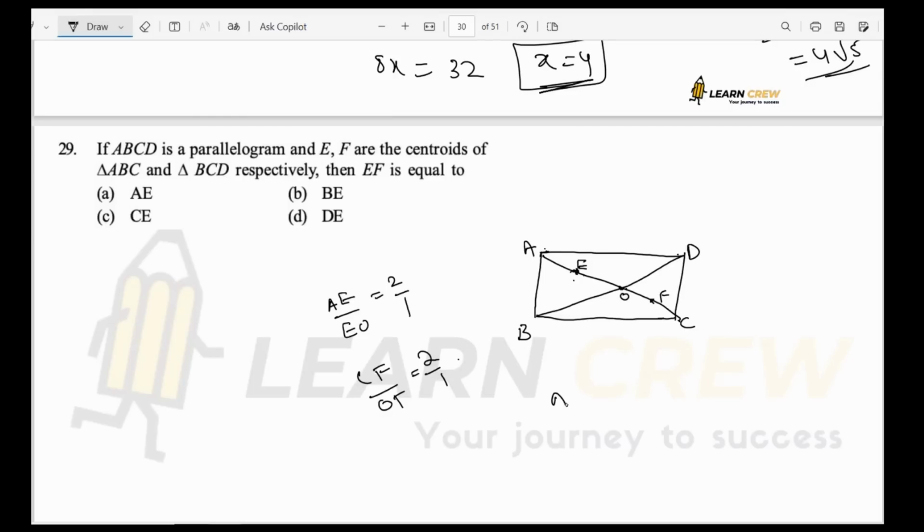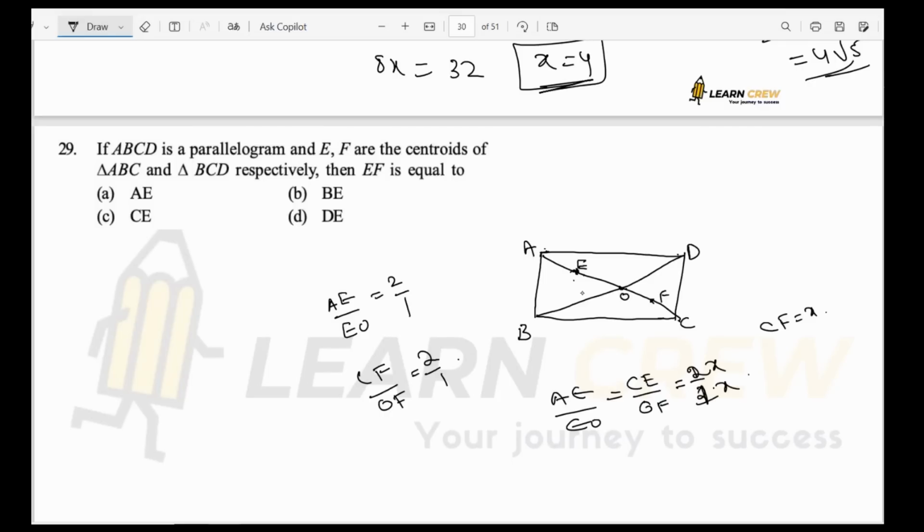You can say AE by EO is equal to CF by OF, which is equal to how much? 1:2. So if you observe here, if CF is some x, without trying, just looking and staring, what is the answer? AE is 2:1, no? If this is two parts, this is one part.